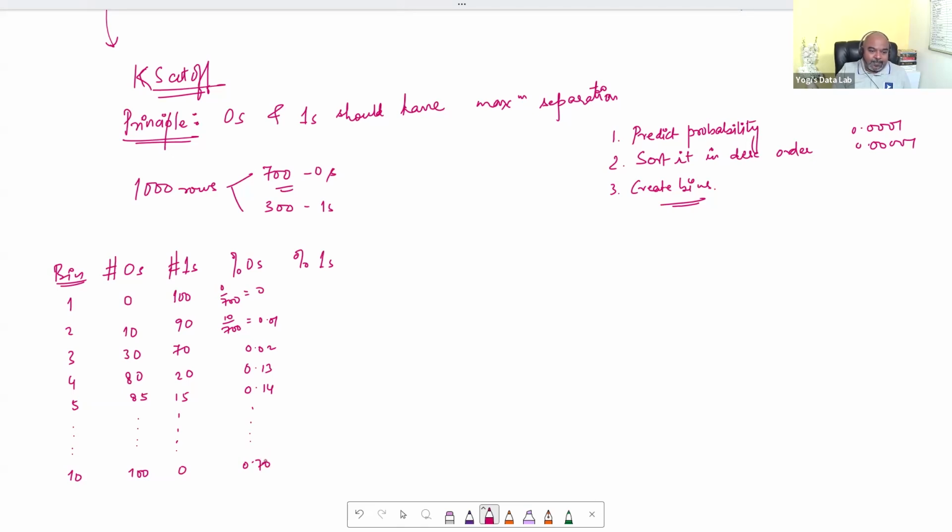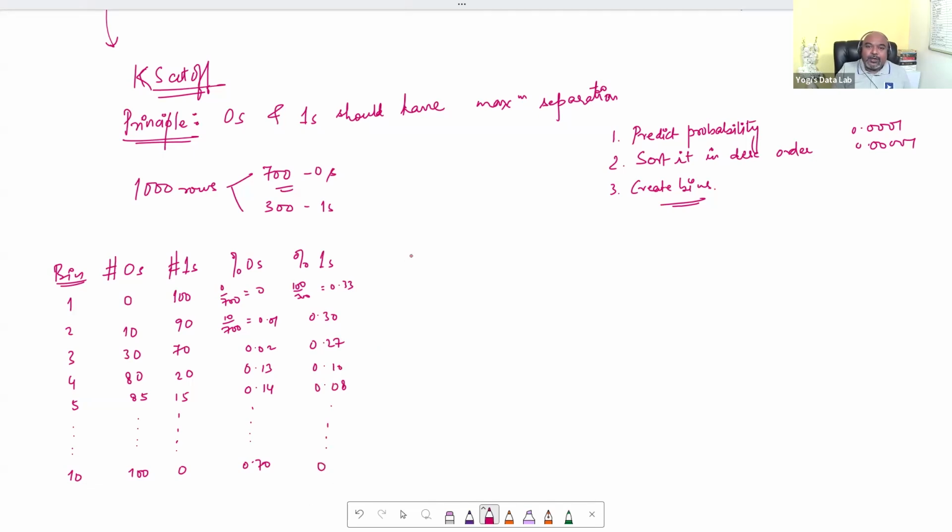Okay, now in percentage of ones, what will happen? It is 100 divided by 300, which is 0.33. Then you have 90 by 300. So it is 0.30. This becomes 0.27. Let's say this is going to be 0.10. Let's assume this is 0.08. And likewise, this will reduce further to 0.